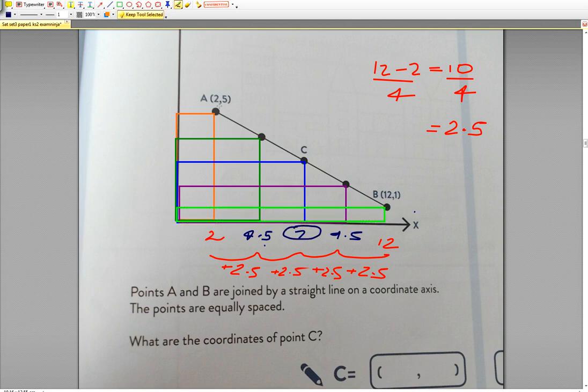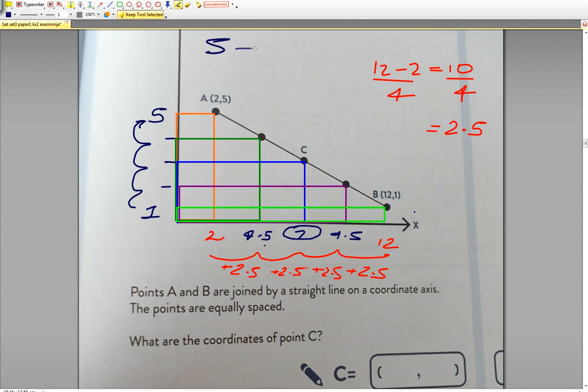Okay, now what about the height? The height here is 5 and the height here is 1. So we're going to go up. How many jumps do we have? We're going to have 1, 2, 3, and 4 jumps, isn't it? Is that right, folks? So we're going to go from 1 all the way to 5. So again, we've got 4 equal jumps. So what do we do now?